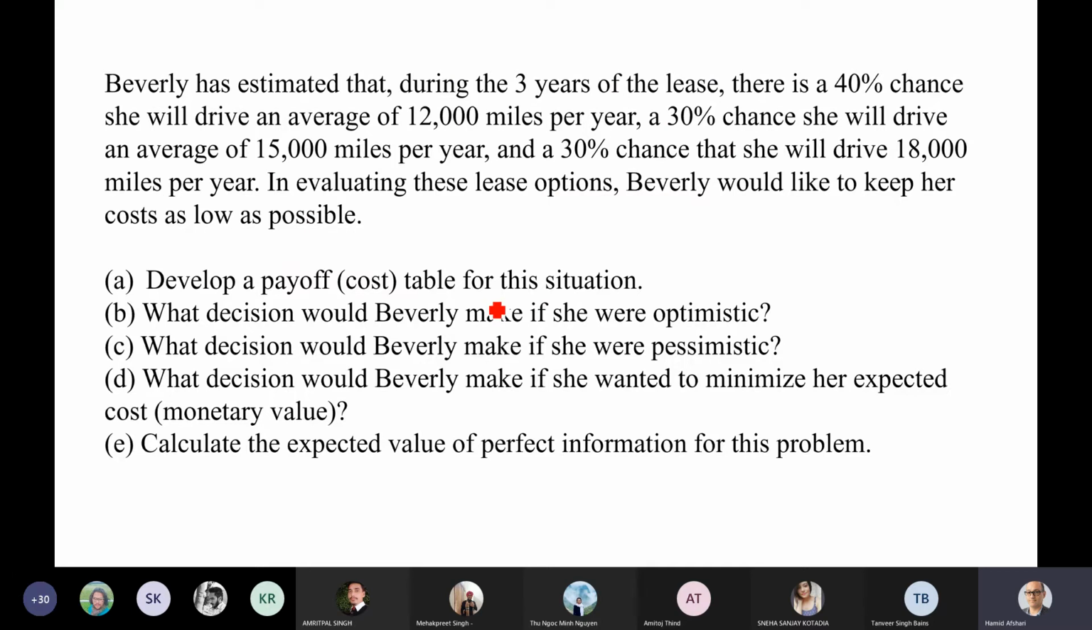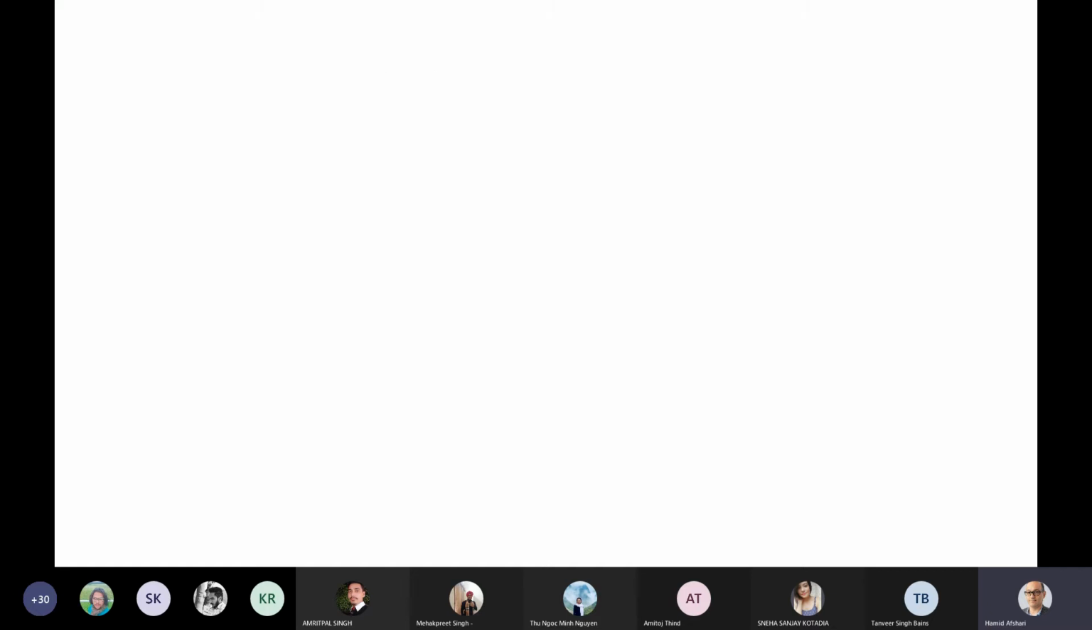Mileage. Mileage, that's right. So we have the probability of 40% chance for an average of 12,000 miles. Okay, so what does it mean? It means that this is one of the states of nature. So one state of nature is that she drives an average of 12,000 miles. Another is that she drives an average of 15,000 miles. Another is that she drives 18,000 miles. So three different states of nature.